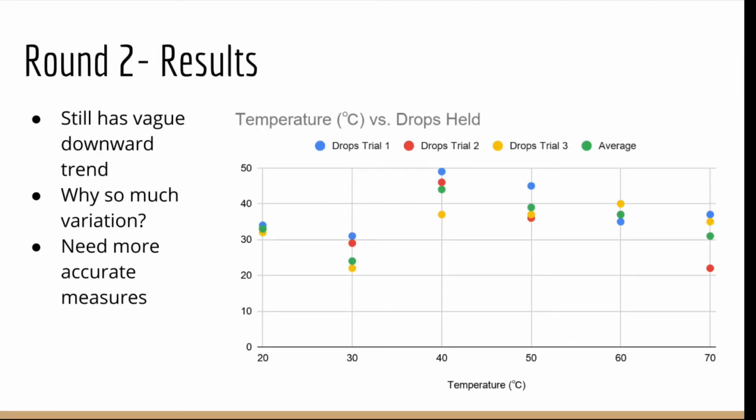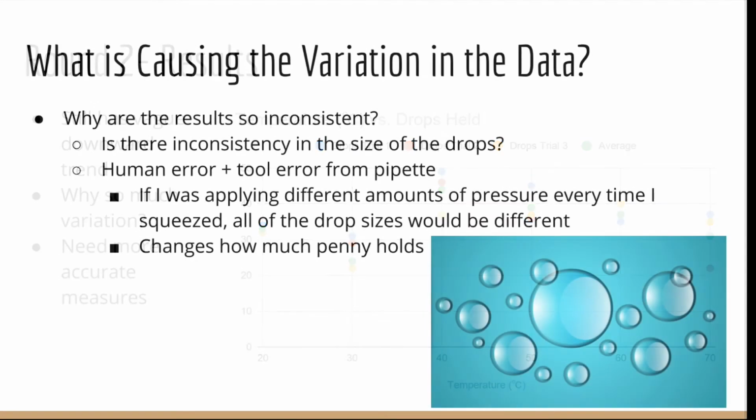However, there was still the dip trend in this data, and I noticed that between the trials, the drops it was holding varied a whole lot more than it should have. So I needed to figure out what this dip trend was and why there was so much variation in my data. I had human error, obviously, because no one's perfect and there's always going to be a small error from the experimenter. And there's usually a small tool error from any tool I was using, which was the pipette in my instance. But if I was applying different amounts of pressure every time that I squeezed the pipette, all of the drop sizes would have been different.